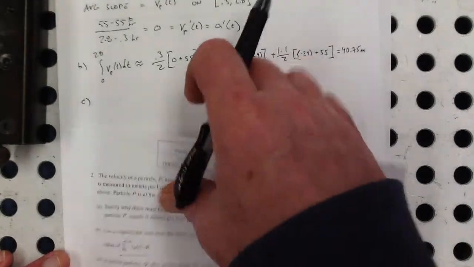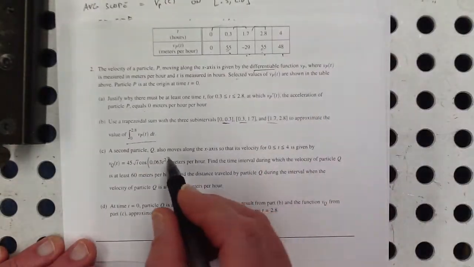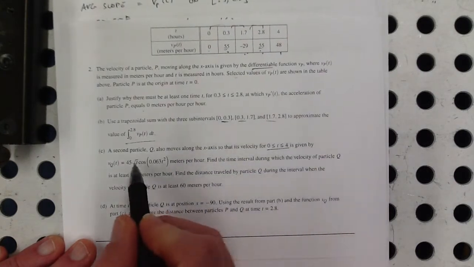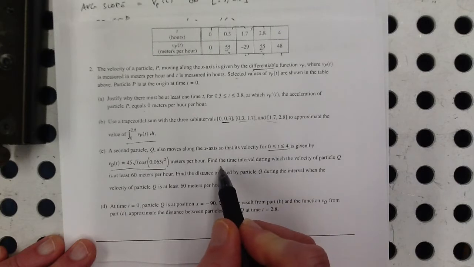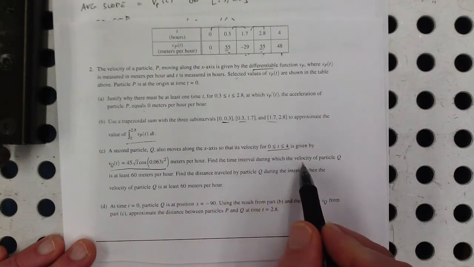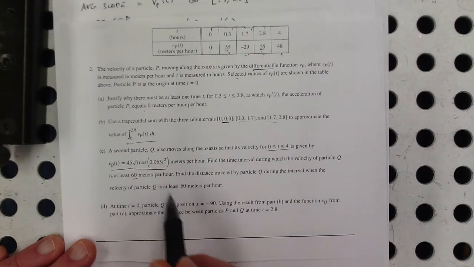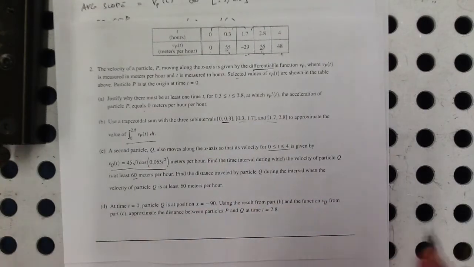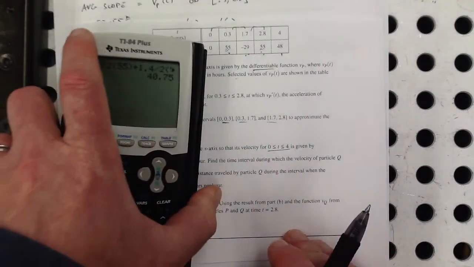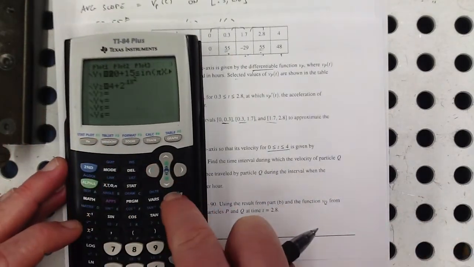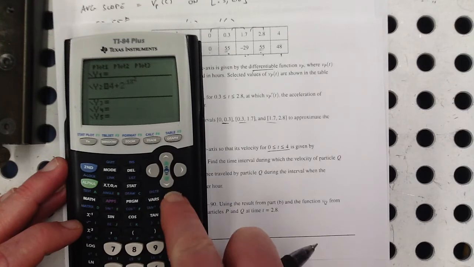Part C, a second particle, Q, also moves along the x-axis. Its velocity from time 0 to 4 is given by this. Find the time interval during which the velocity of particle Q is at least 60 meters per hour. Okay, I'm just going to do that first. So there's different ways to do that. I'm going to do it by graphing.